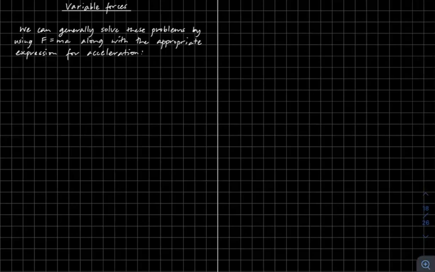So what we're going to be dealing with here is generally we can solve these problems by using our knowledge that force, the resultant net force, is mass times acceleration, along with the appropriate expression for acceleration. What do I mean by that? Well, remember now that we've got four different expressions for acceleration: dv/dt, d²x/dt², v dv/dx, and d/dx of a half v squared. And remember that those are all on your formula sheet, so you don't need to remember those off by heart.